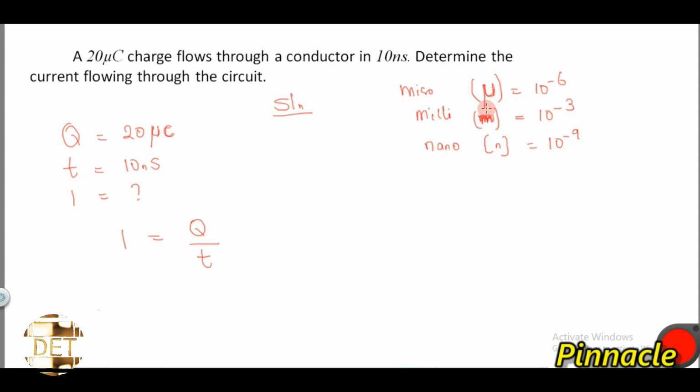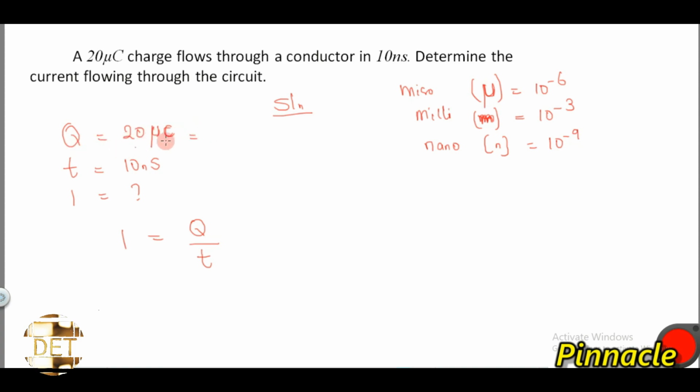Micro, this is the symbol for it, and the value is what? 10 raised to power minus 6. Milli, this is the symbol for it, small letter m, and the value is 10 raised to power minus 3. Nano, the symbol for it is small letter n, and the value for it is 10 raised to power what? Minus 9. So the charge is 20 microcoulomb.